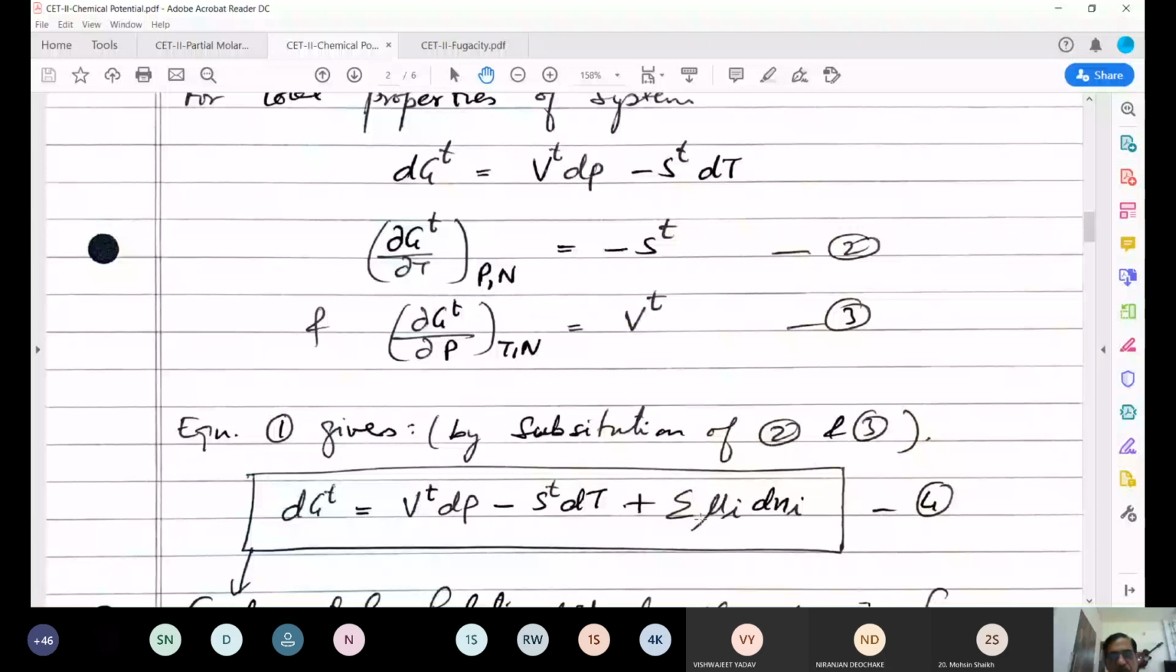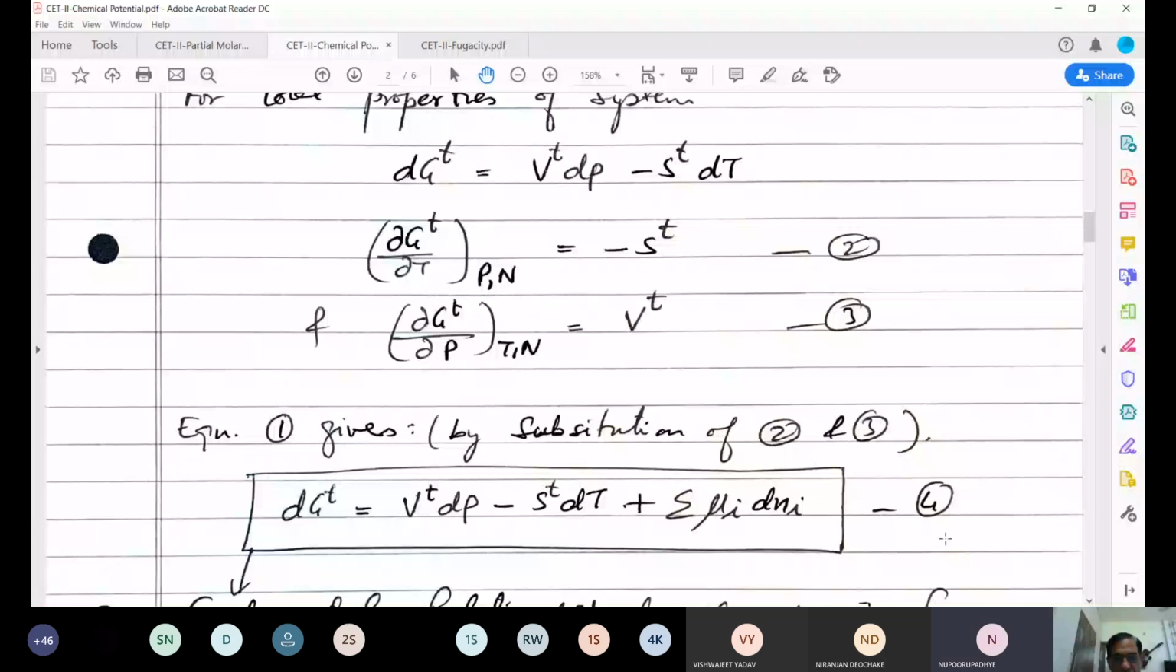Any questions on equation 4? Does anyone have a doubt or question? No response. Somebody has to respond, right, when I ask a question? No doubt, sir. No doubts.